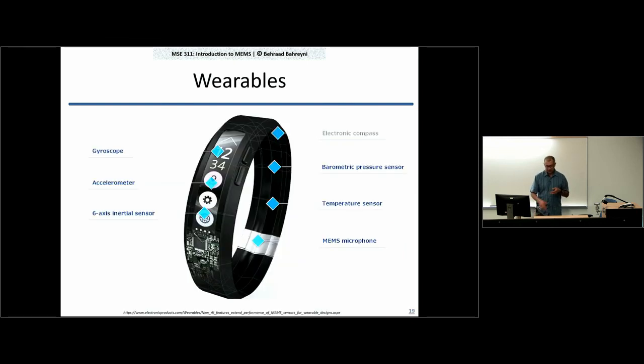In wearables, you have at the very minimum a temperature sensor and maybe an accelerometer. But nowadays you have all sorts of other sensors in there as well. You have pressure sensors, and you have sensors that measure your biological signals. You have heart rate and oxygen saturation and those kinds of signals measured by your wearable devices.